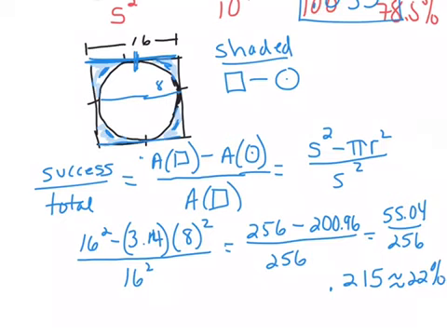And again, when you look at the picture, this one makes a lot more sense than the last one. That shaded region only takes up a little bit of that square. So we're not expecting it to be up to around 100%. It's less than a quarter, and that makes complete sense.